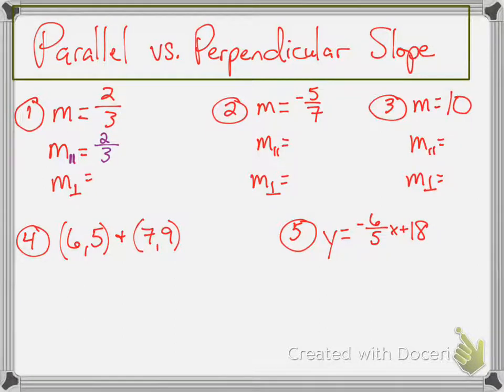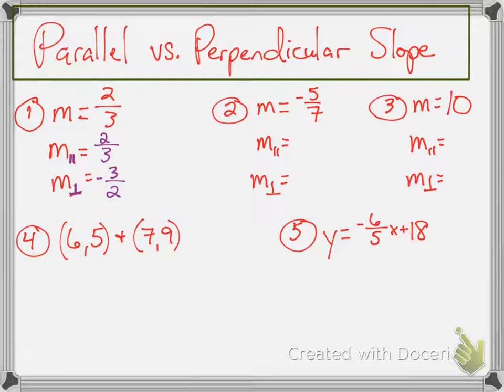Now, if I want to find perpendicular, aka you see this upside down T, that's the symbol for perpendicular. Perpendicular means opposite reciprocal. So what that means is I take whatever the slope is, 2/3, and I'm going to do two things. I'm going to flip it and I'm going to change the sign. You have to do both. If you only do one and not the other, that's not correct. That's something else, okay? That's all you have to do to identify the slopes. So again, parallel is going to be the same. Perpendicular is opposite reciprocal. Flip them, change the sign.